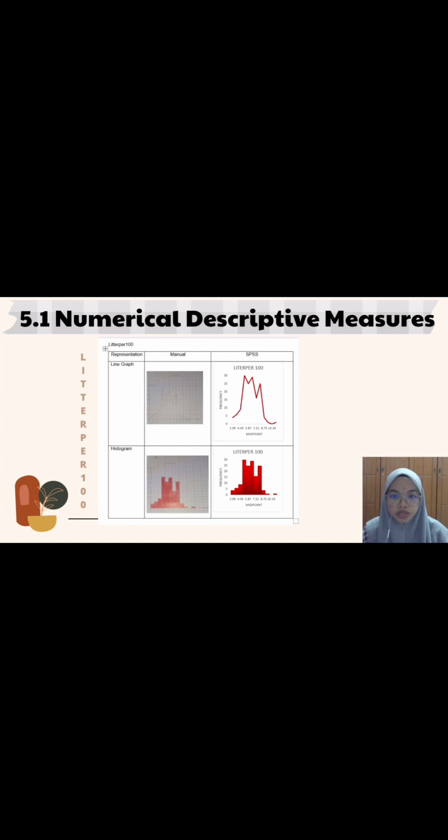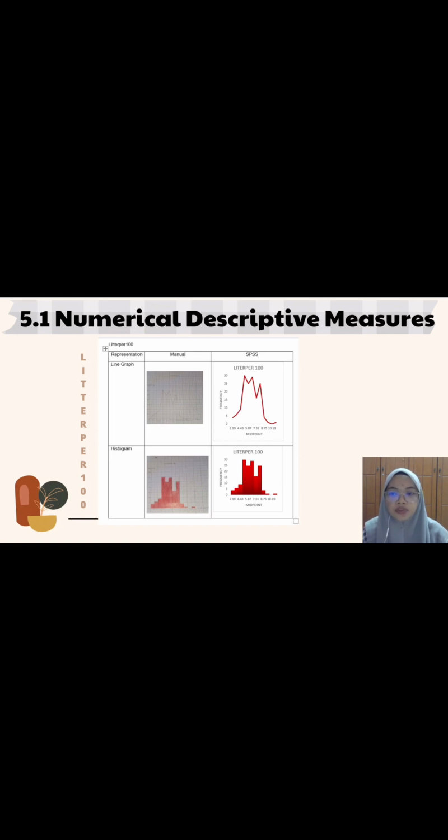Numerical descriptive measure for liter per hundred. The above drawing graph is using group data and it is plotted with an x-axis and y-axis. The x-axis represents the midpoint of the class interval and the y-axis represents the frequency of the data.